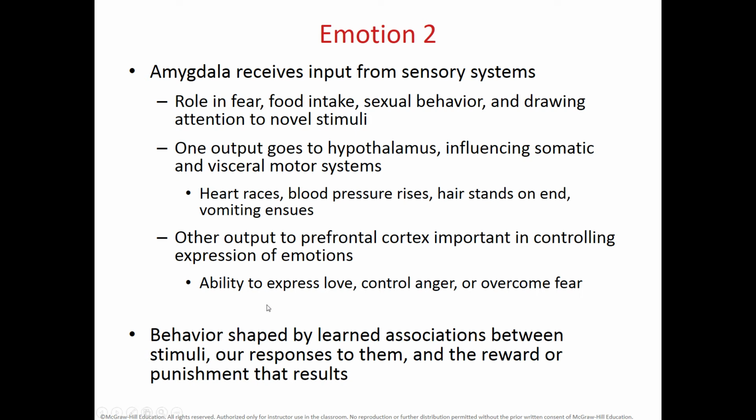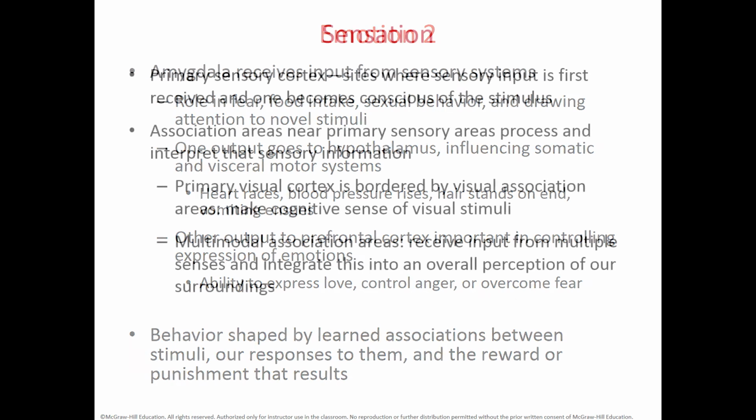Within the amygdala, we also have output that goes into the prefrontal cortex that controls the expression of emotions. So we have the ability to express love, control anger, and overcome fear, hopefully. Our behavior is shaped by learned associations between different areas of the brain that include stimuli, responses to them, and then reward or punishment.